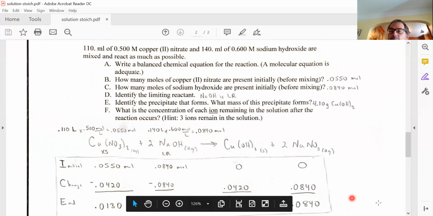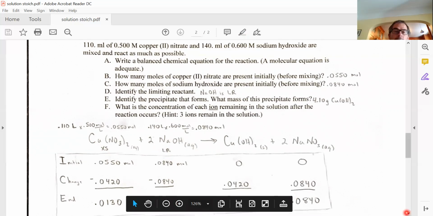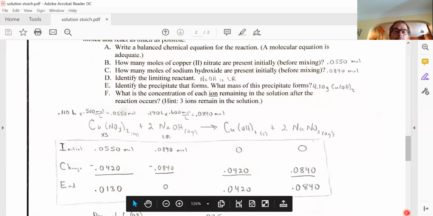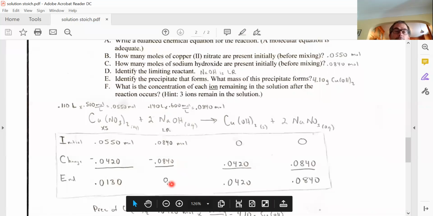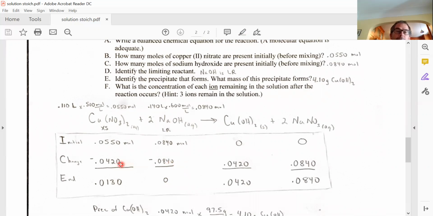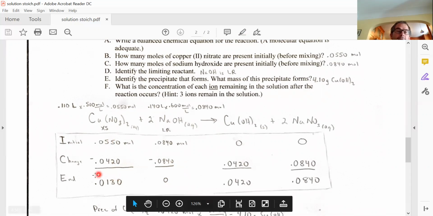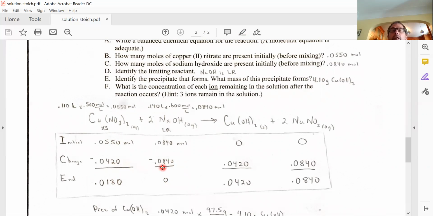So what does that leave me with? It leaves me with nothing of NaOH. And then I say, if I take the NaOH, half as much copper nitrate is going to react. Okay, this number should be less than this number, and it is. I take the difference between those, and that gives me moles of copper nitrate left over. I can also look at this and say, 0.042 of this reacts with 0.084 of this to form 0.042 of this, 0.084 of this.